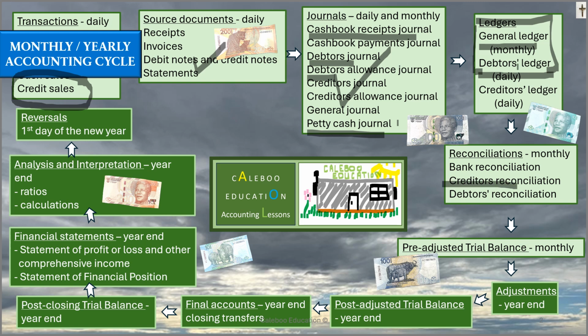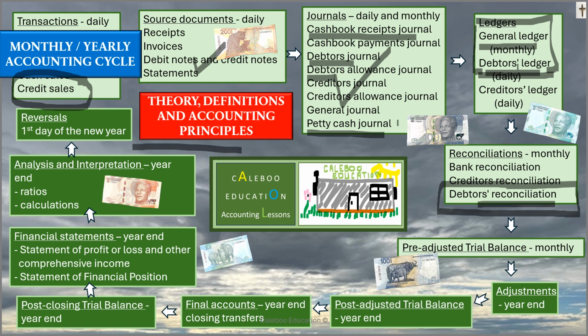And at the same time, if those two balances, the list of debtors and the control account, equal, we would have done a debtors reconciliation. So this happens on a monthly basis. The debtors ledger is done on a daily basis. I will demonstrate that to you over the course of this video. So that's what we're doing today.